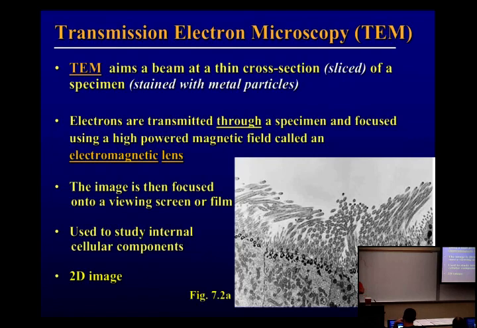So if you want to see the inside, what we would call an ultrastructure of the cell, you would use a transmission electron microscope, because that allows you to see inside, because you're slicing the cell. Does that make sense?